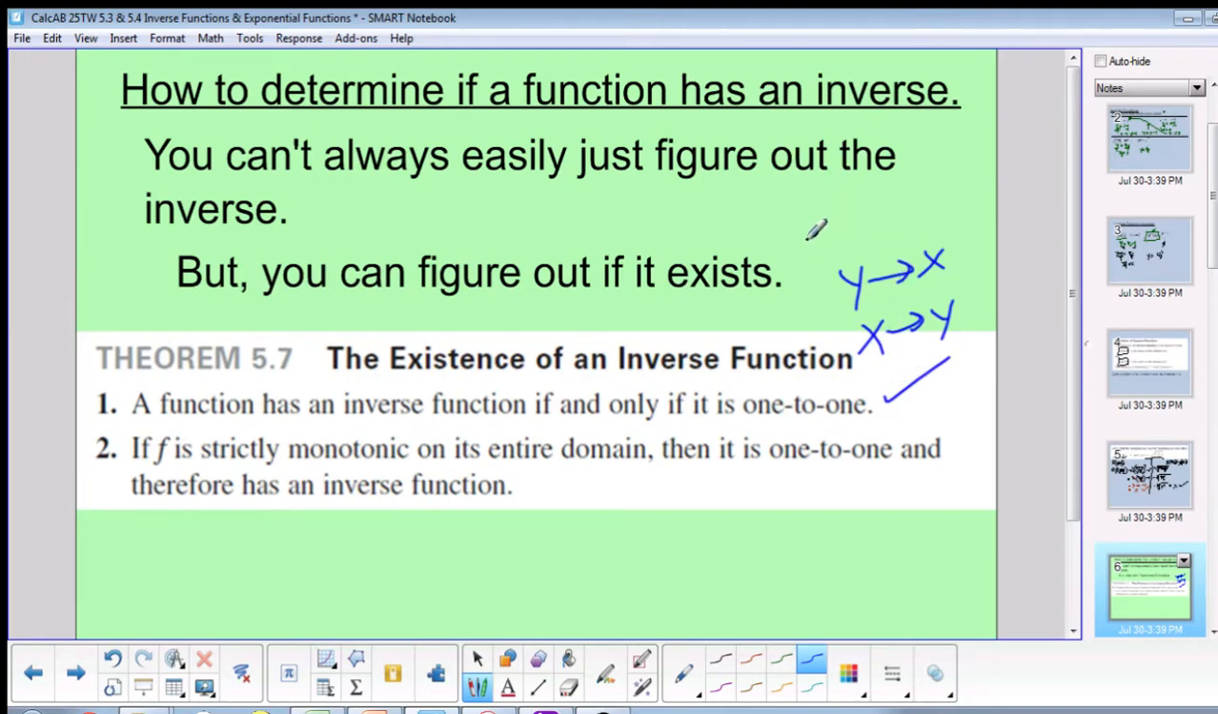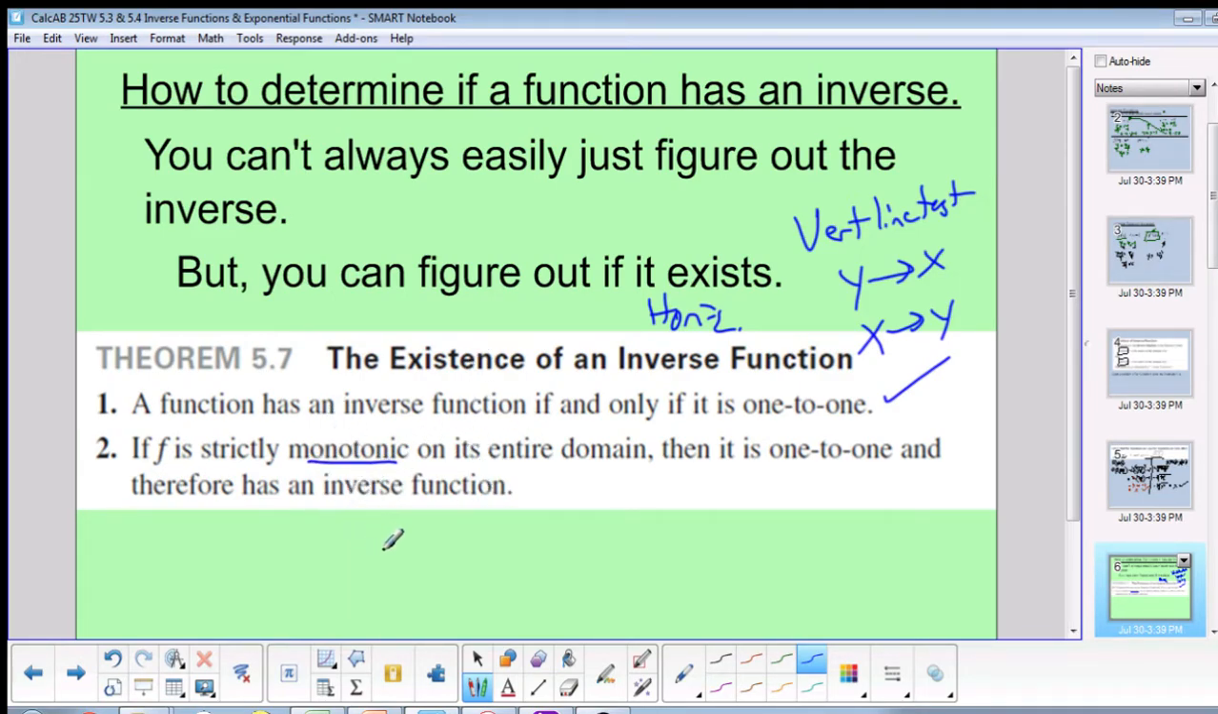It also means it'll pass the vertical line test and also the horizontal line test. It's not organized well, but if you draw a horizontal or vertical line, it will never cross more than once. Okay, it's also strictly monotonic. What does that mean?